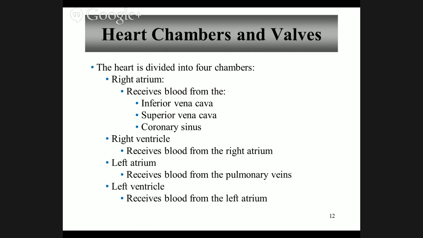The heart has 4 chambers. The right atrium receives blood from the inferior and superior vena cava and the coronary sinus. The right ventricle receives blood from the right atrium. The left atrium receives blood from the pulmonary veins, and the left ventricle receives blood from the left atrium.